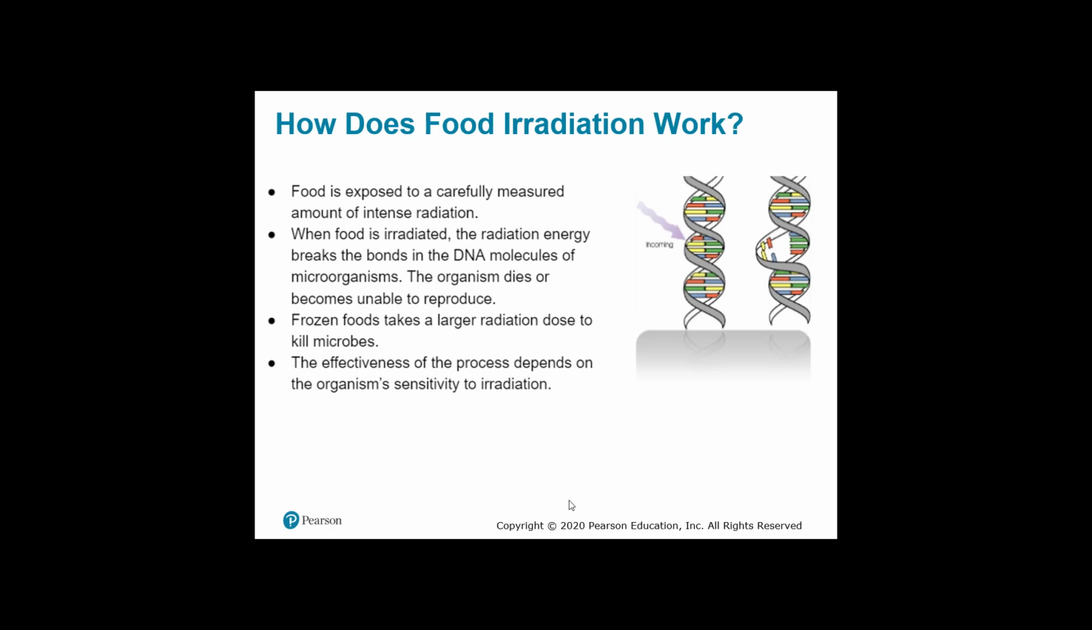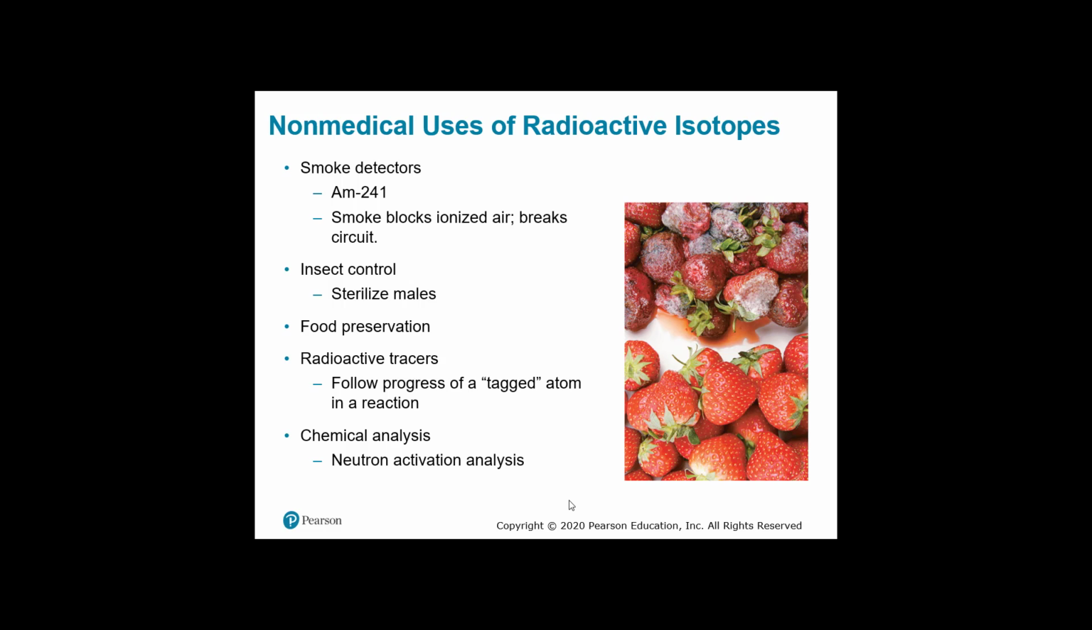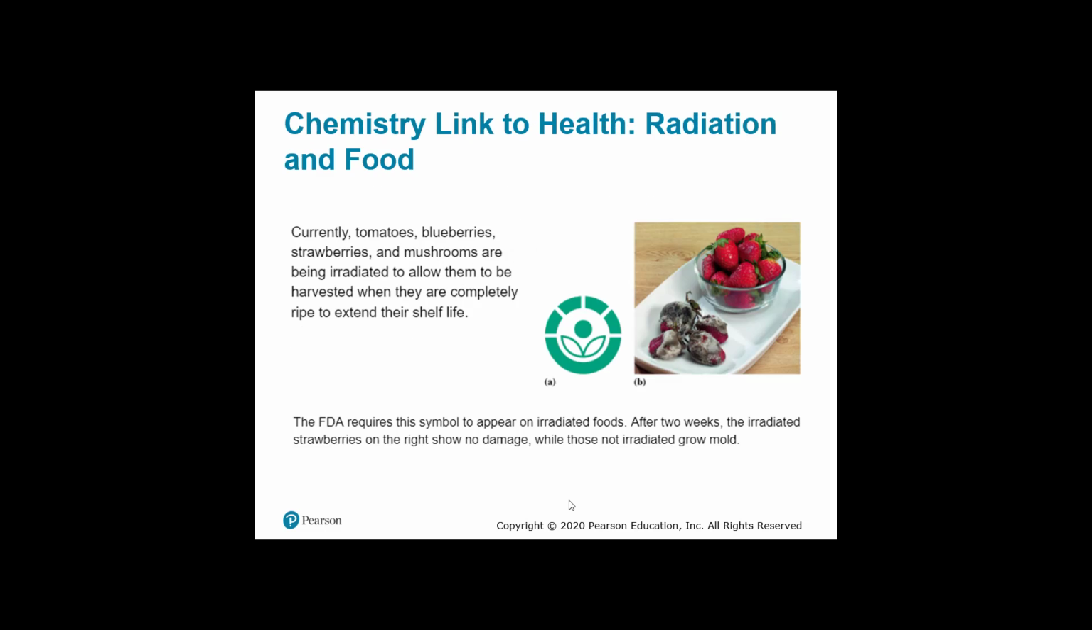So I found this nice slide online. Food is exposed to carefully measured amounts of intense radiation. When the food is exposed to it, the radiation energy breaks the bonds of the DNA molecules of microorganisms. The organisms die or they're sterilized, which is something that was discovered in insect control. They can sterilize the males, thereby they cannot reproduce.